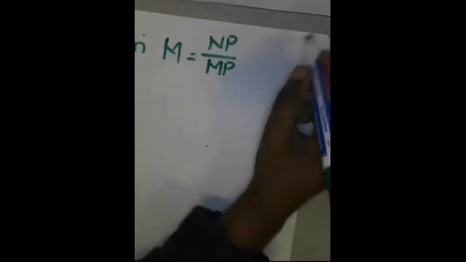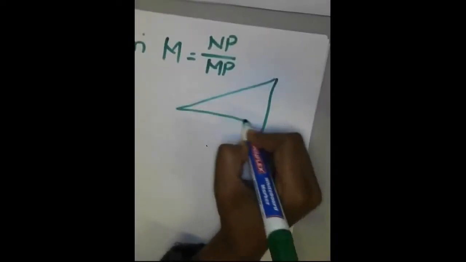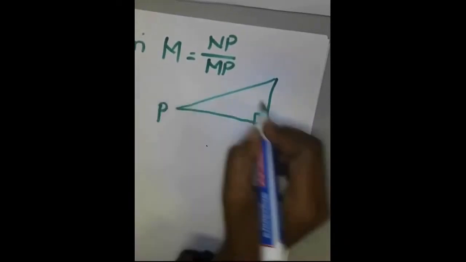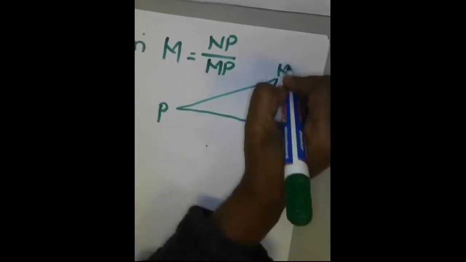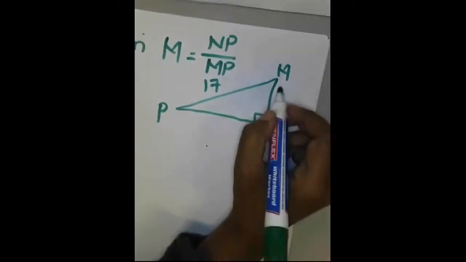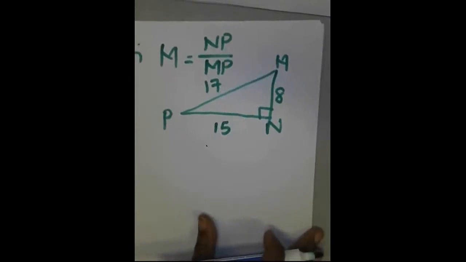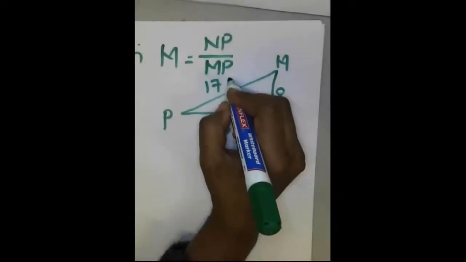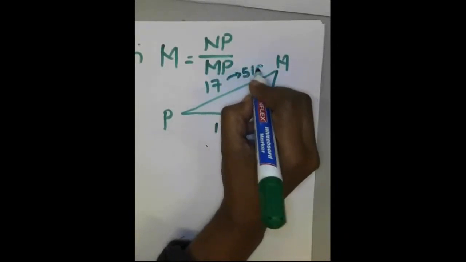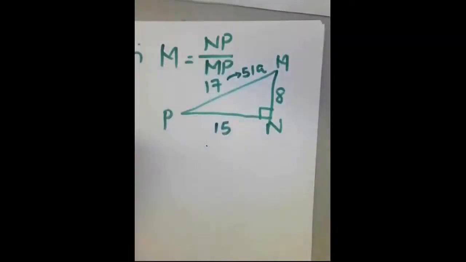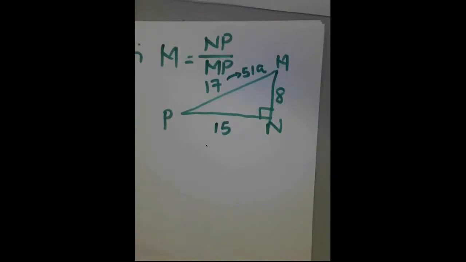If I think of my sketch very carefully, so let's see. This was P, this is N, this is M. I've got the length of this one is 17, the length of this one is 15. I now find the length of that one to be 8. Now they're telling me I must find the length of NP if MP, so they say MP now is going to change to 51A. I don't know, it's something to do with 17, but I need to find its length in terms of NP.